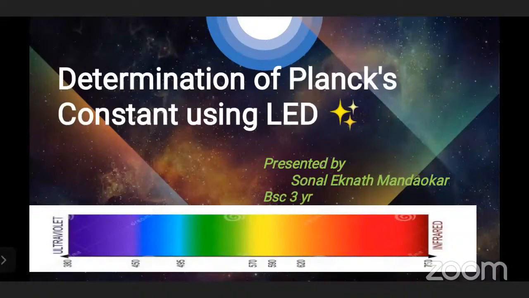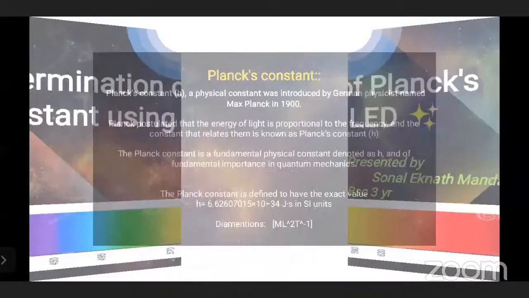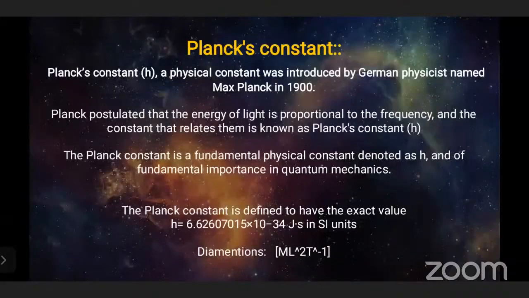First, we understand what the Planck's constant is. Planck's constant is a physical constant introduced by the German physicist Max Planck in 1900. Planck postulated that the energy of light is proportional to the frequency, and the constant that relates them is known as the Planck's constant, that is E equals h nu. The Planck constant is a fundamental physical constant denoted by h, and it has fundamental importance in quantum mechanics.